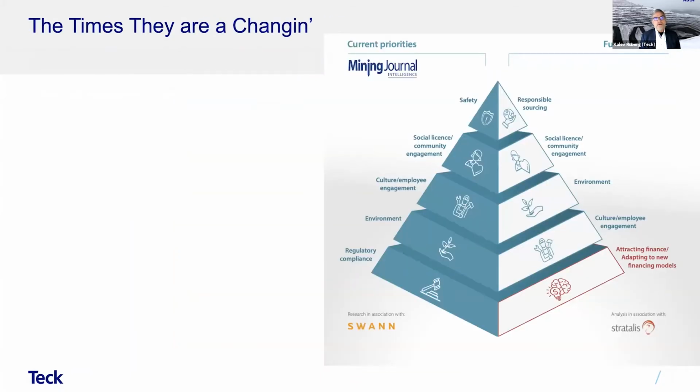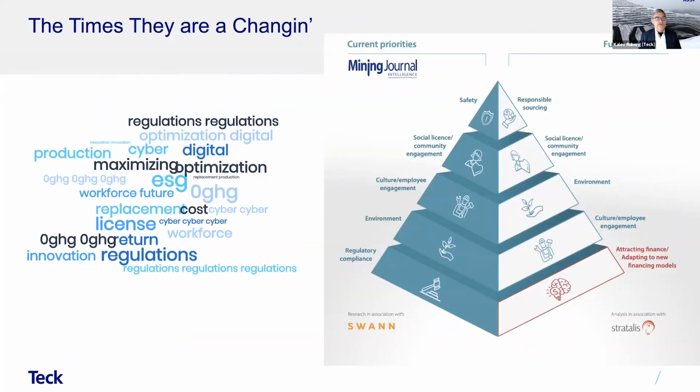And so all CEOs know that this is certainly not plausible, and their current priorities and their future priorities are really quite different. They really focus on safety and responsible sourcing. They focus on employee engagement. They focus on the environment and regulatory compliance. And by the way, this is across the board, that's true.